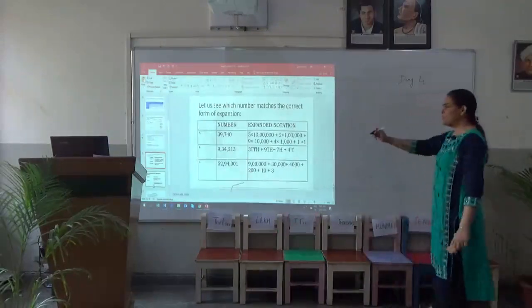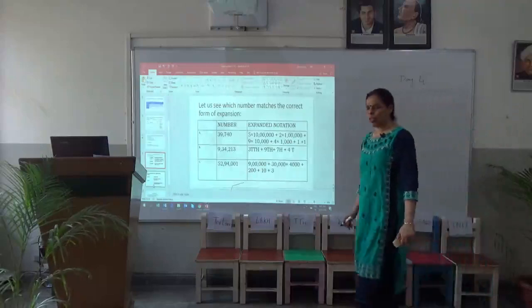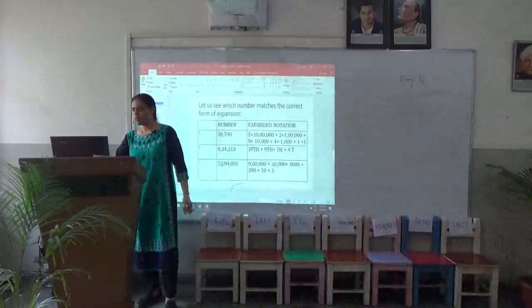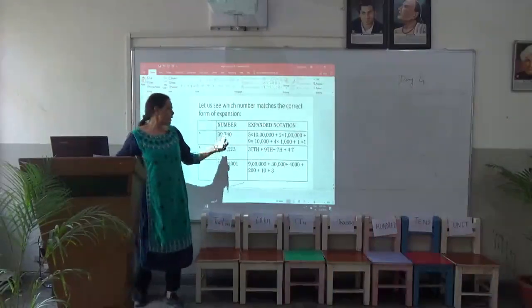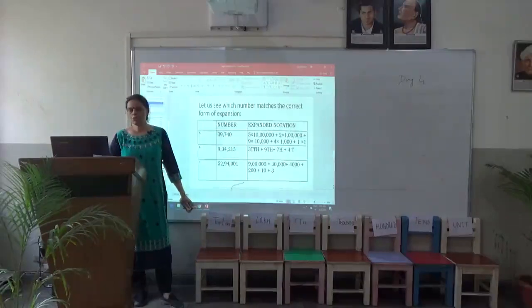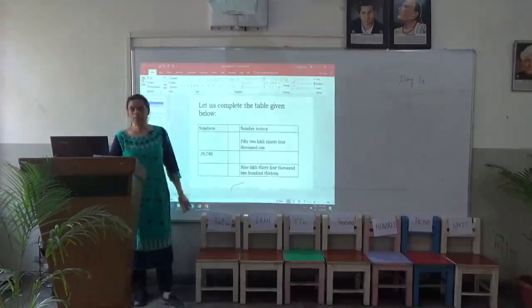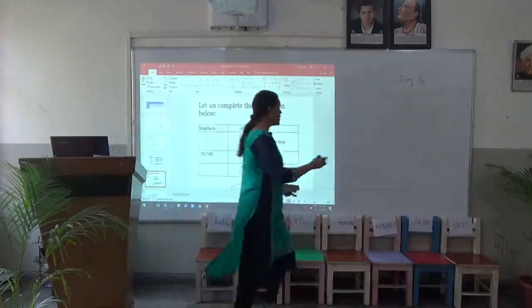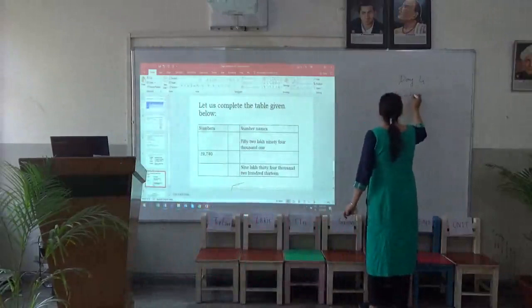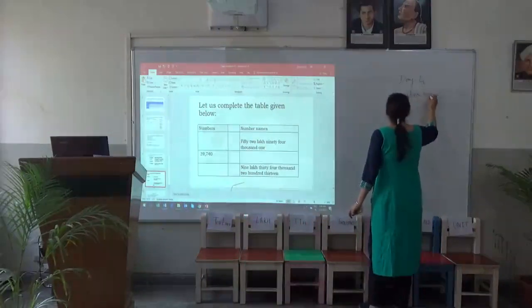Since you all are familiar with the expanded notation and you are able to read each and every digit in a given numeral, children can easily read the numbers aloud. As in this slide, you read the number 39,740. Let's go to the next work. How can you write the number names without errors?